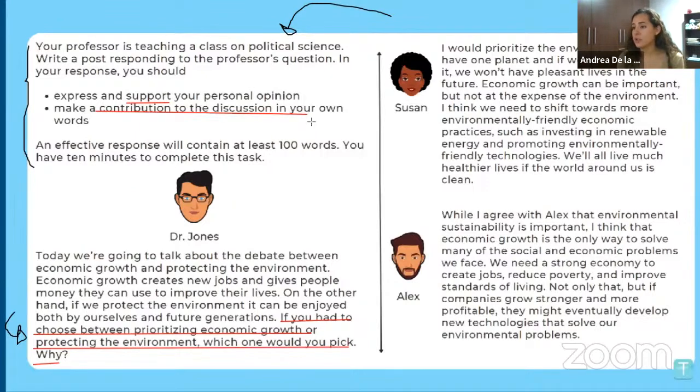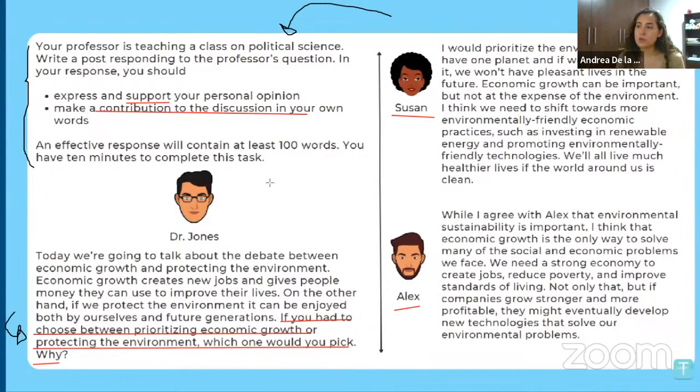What is this discussion? In this post, in this discussion, you can already see two responses from two other students. These are your classmates. In this case, we have Susan and we have Alex. And they have already responded to this question. They have already written their posts answering this question of prioritizing the environment or economic growth.